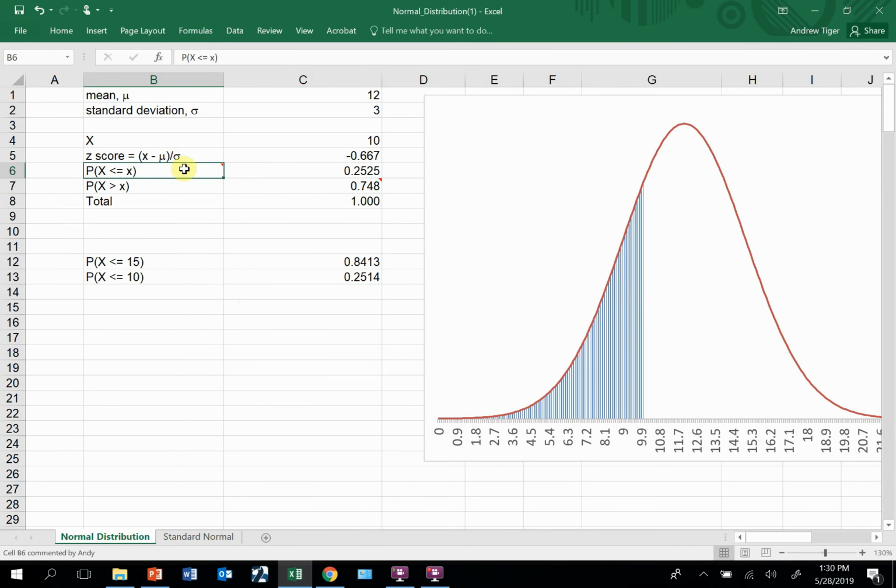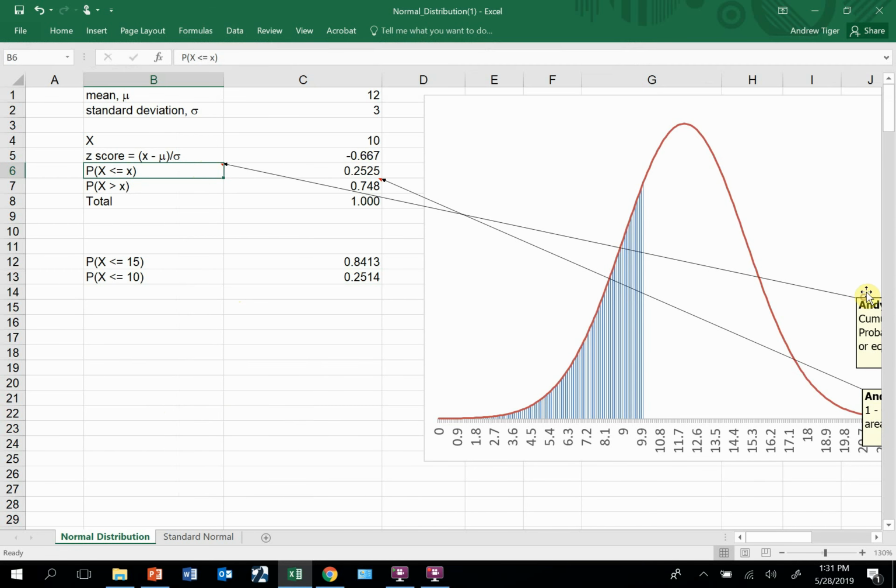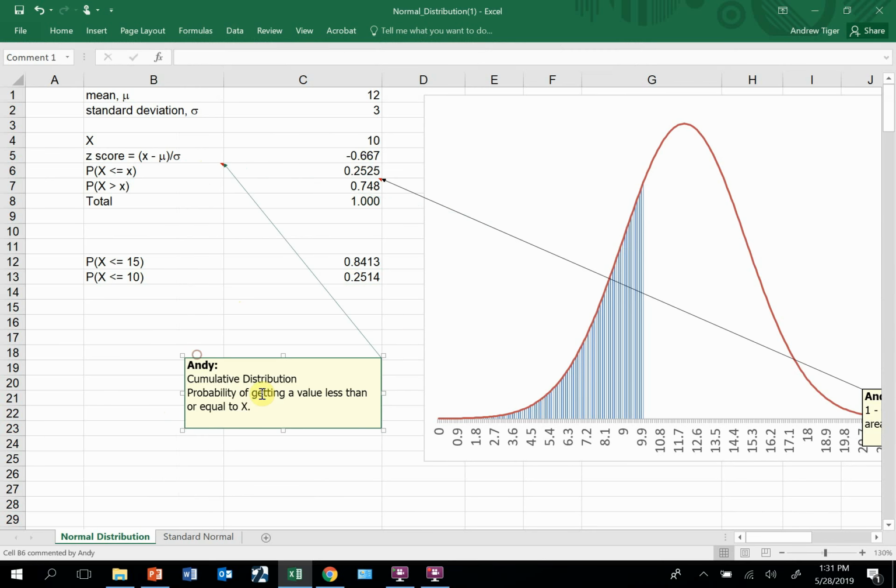What you need to do is definitely use the NormDist function in Excel. Okay, I'll put another video that talks about the standard normal curve. Thanks.